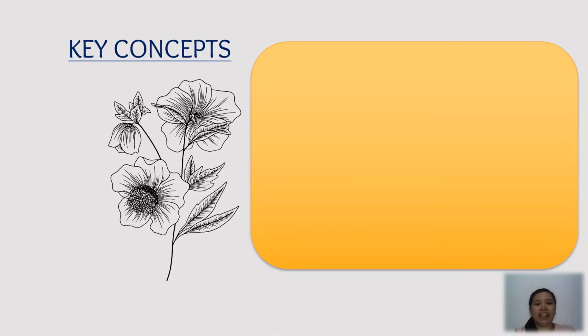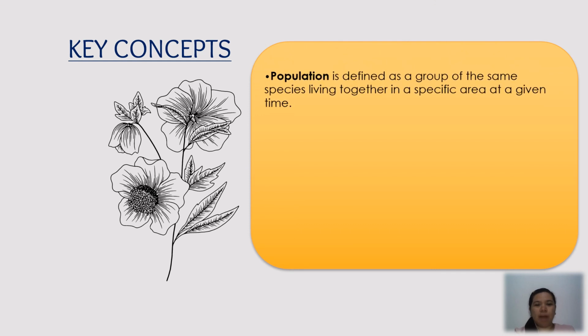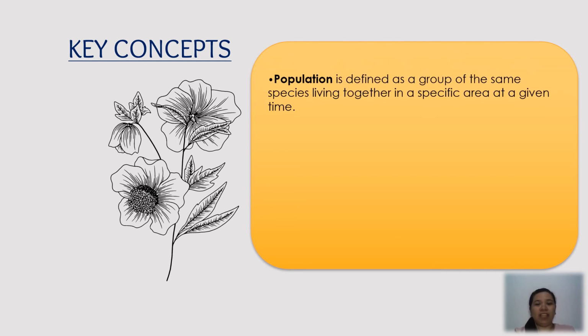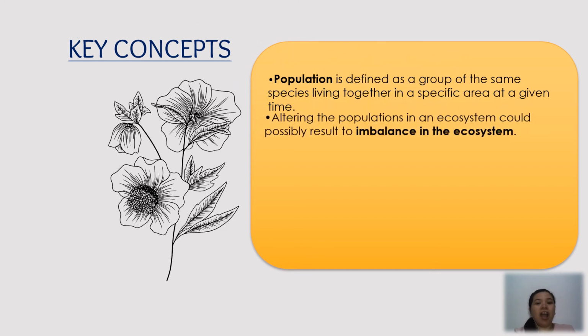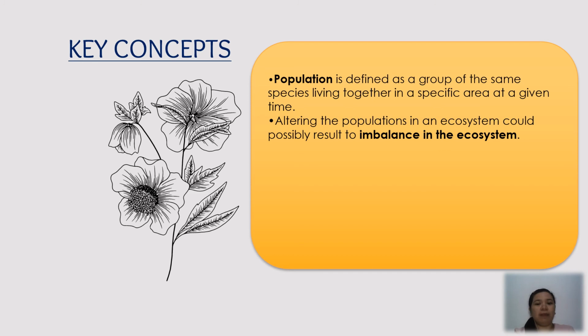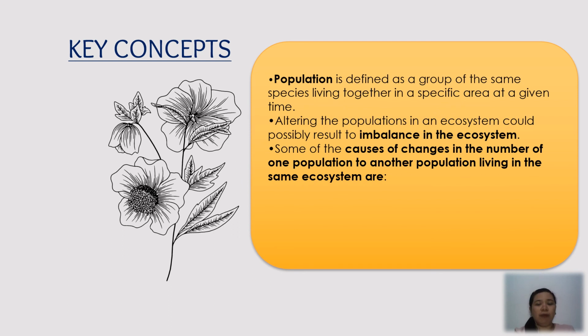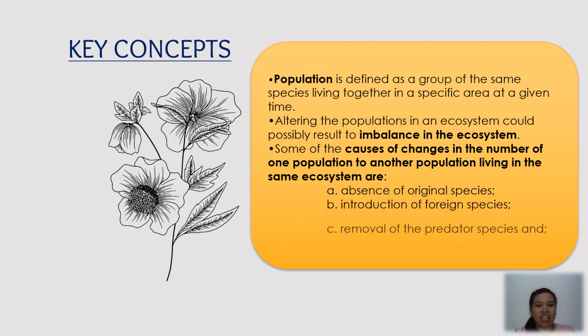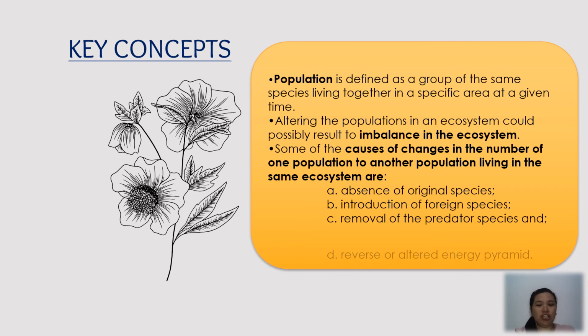Very good, student. Let us remember these key concepts. Population is defined as a group of the same species living together in a specific area at a given time. Altering the population in an ecosystem could possibly result in imbalance in the ecosystem. Some of the causes of changes in the number of one population to another population living in the same ecosystem are: A. Absence of original species. B. Introduction of foreign species. C. Removal of the predator species. And letter D. Reverse or altered energy pyramid.